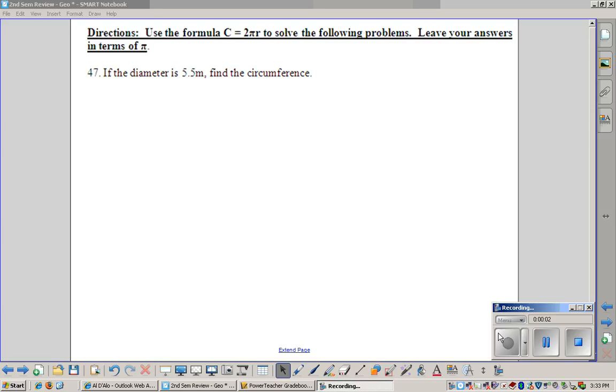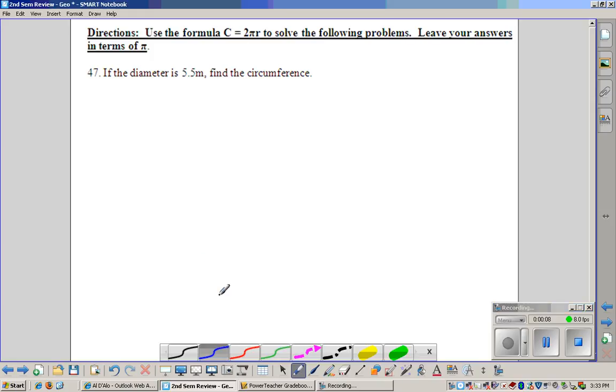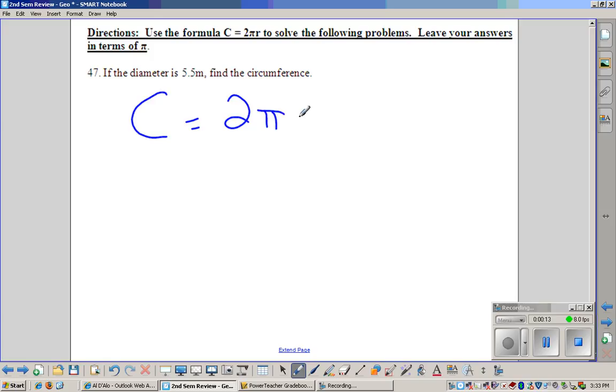In this video, we're asked to find the circumference given the diameter. The circumference formula is above. If you can't read that, I'll make it a little bit bigger. Circumference equals 2 pi r. R stands for radius. In this case, they gave us the diameter, which we know that 2 radii is the same as 1 diameter. So all we need to do at this point is multiply 5.5 times pi.